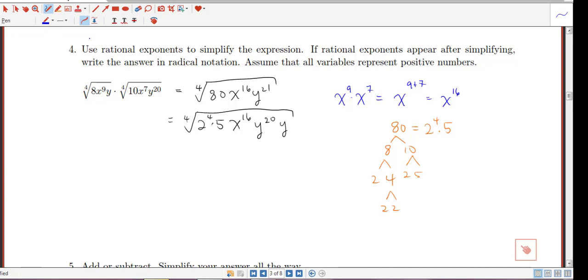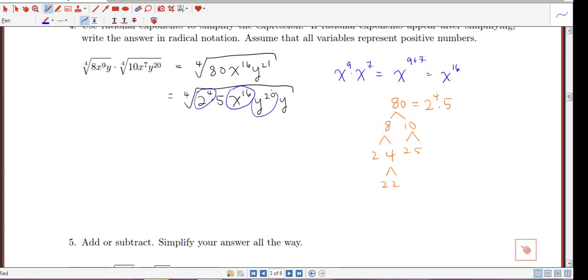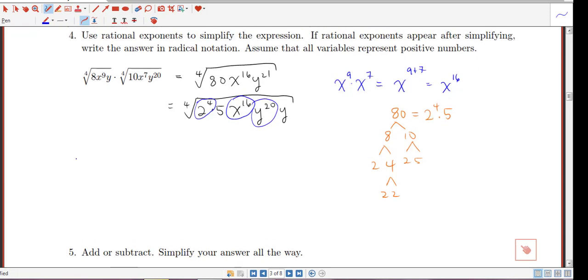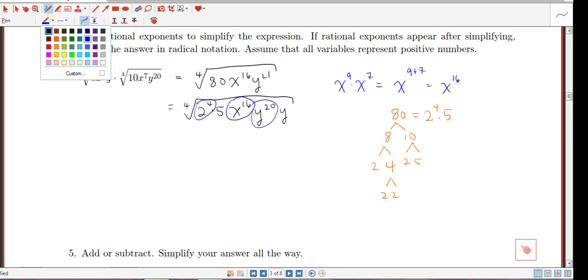Okay, next step, what I'm going to do is I'm going to circle the perfect ones. The perfect ones mean the guys that could go outside of the radicals, which means all the exponents that are going to be divisible by 4. I'm going to circle those. Now let's take a look. Now you have 4th root of 2 to the 4th, so that's going to be what? 2.